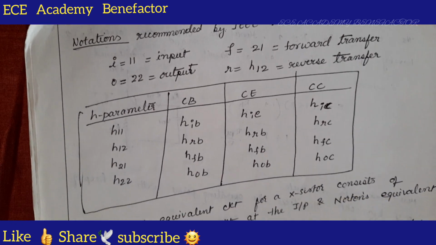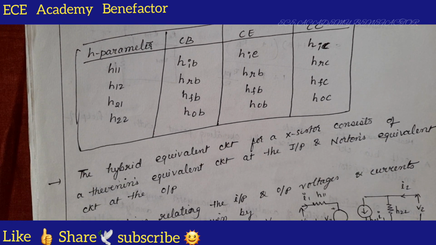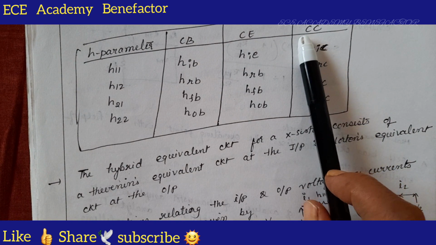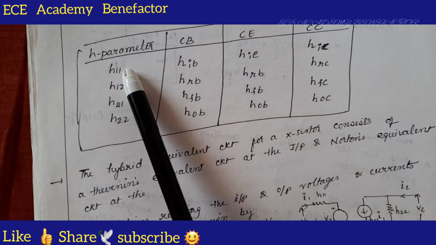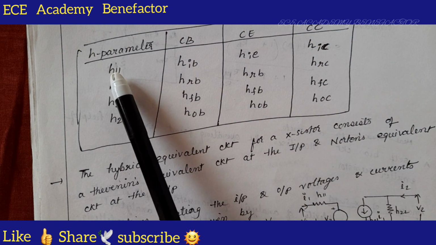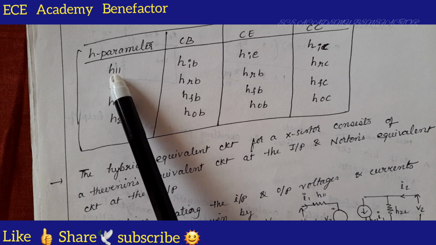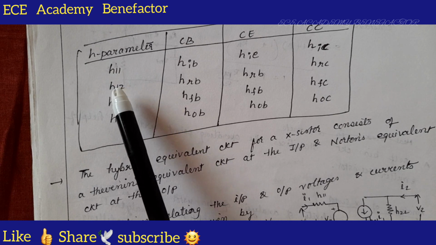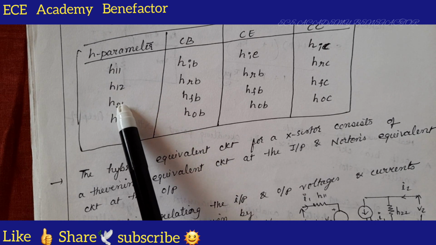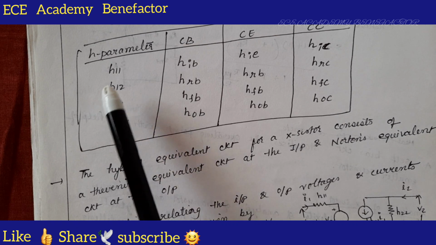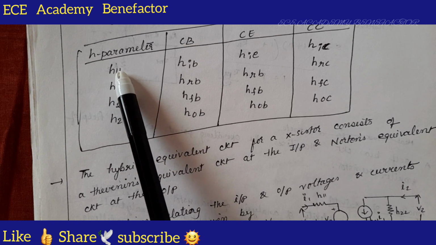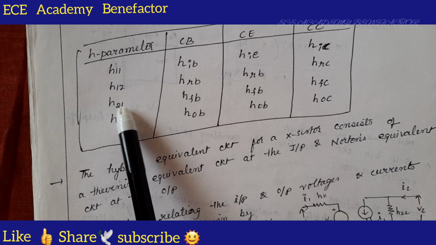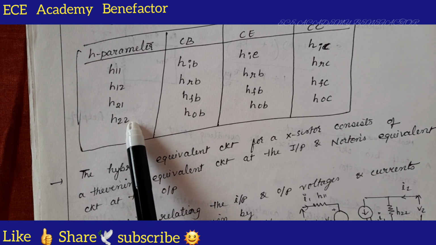We can connect the transistor in three configurations: CB, CE, CC. How to use the notations now? What are the parameters used? At the input side we have H11 and H12, where the first number 1 is at the input. Then at the output side we have H21 and H22, where 2 means output.